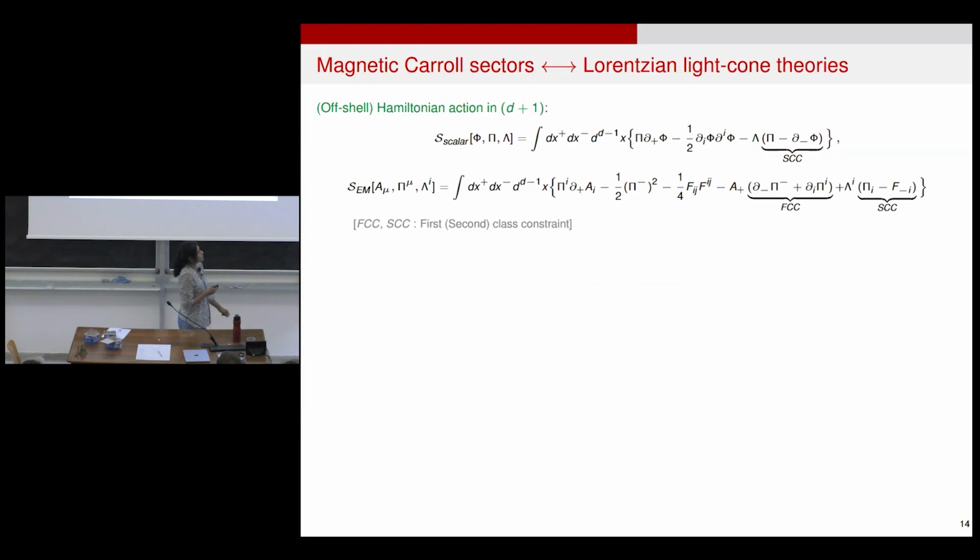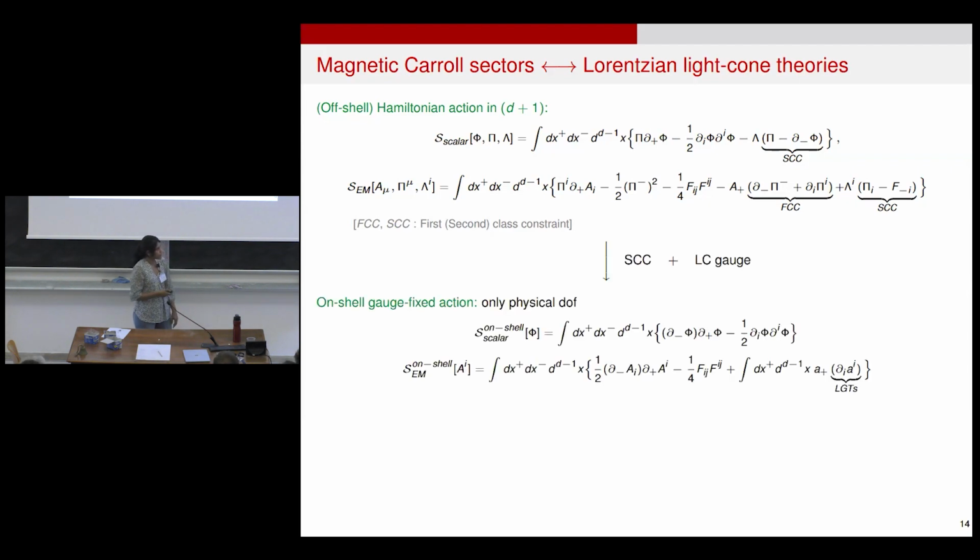So if I worked with the off-shell Hamiltonian action, where we had the pi, the lambda, and this second class constraint, here I just show the electromagnetic action because you see there is a gauge constraint, the first class constraint, which generates the gauge symmetry, but even then there is always a second class constraint in light cone theories. But what we can do is to solve for this second class constraint and eliminate the pi's from the theories. And for Maxwell or gauge theories, we also set the light cone gauge condition, A minus equals 0.